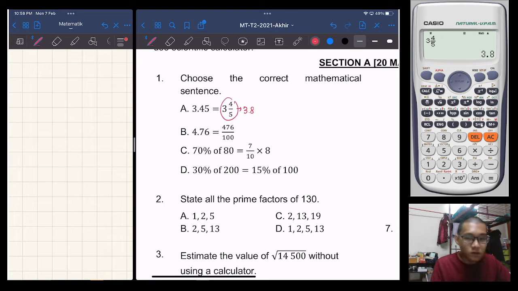So second one, 4.76 is equal to 476 per 100. Is it correct? So we try to see per 100. Times 100, we can find out this one is 476, correct? If you want to try, you can use the calculator.